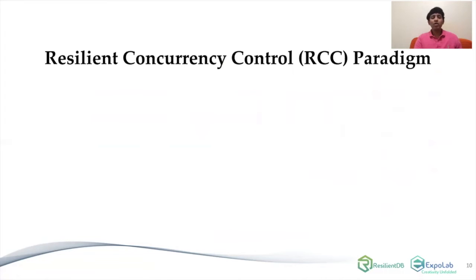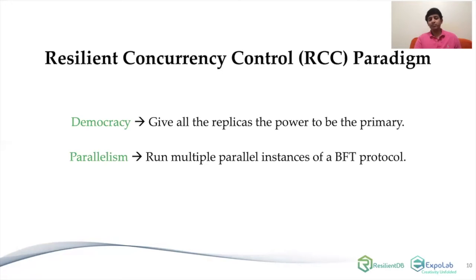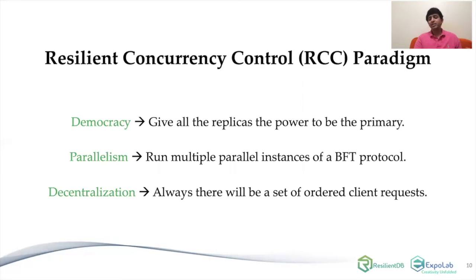But PoE only reduces a phase, and we want to achieve higher performance. One of the ways to do that is to introduce parallelism. Basically, we want to give all the replicas the power of the primary. We are just leaning on the principles of blockchain: run multiple parallel instances of BFT, and decentralization, basically saying that there will always be a set of requests which can be ordered.